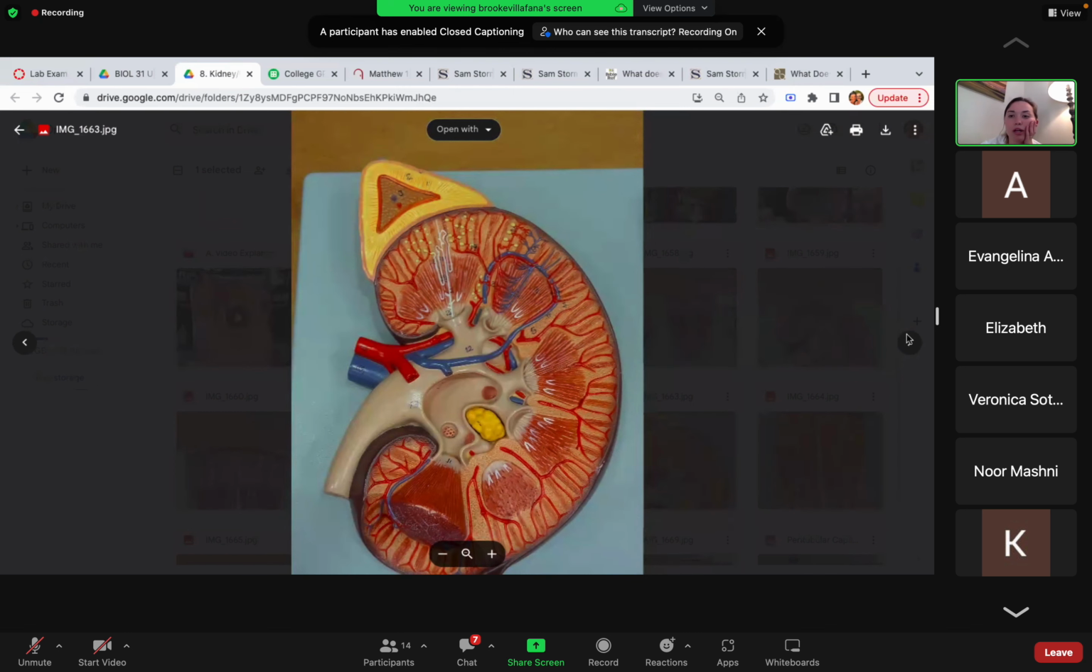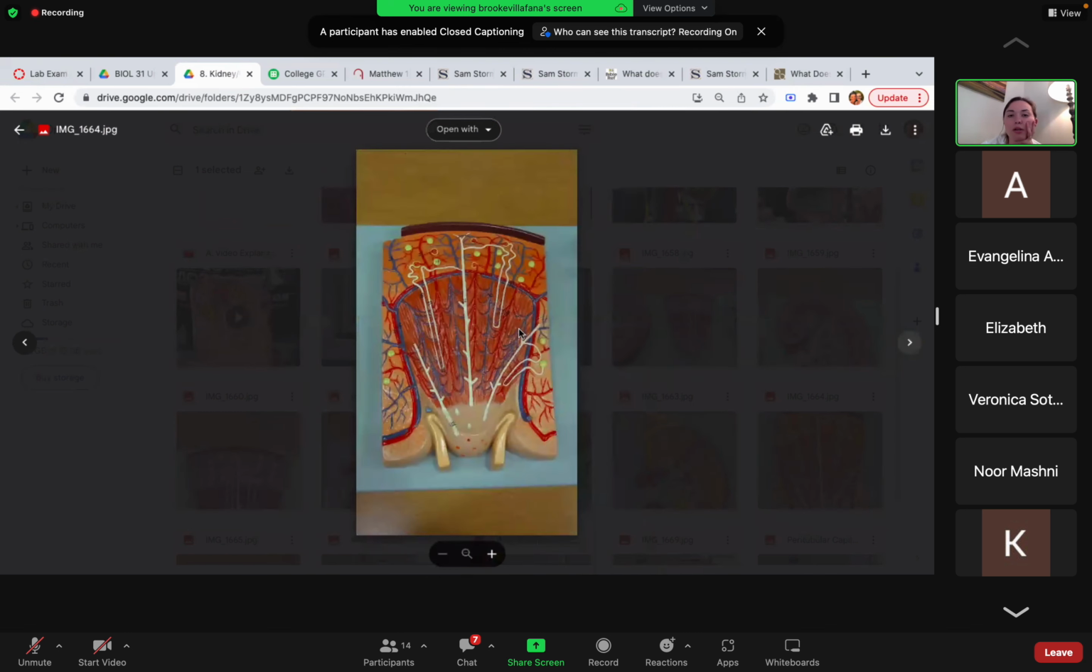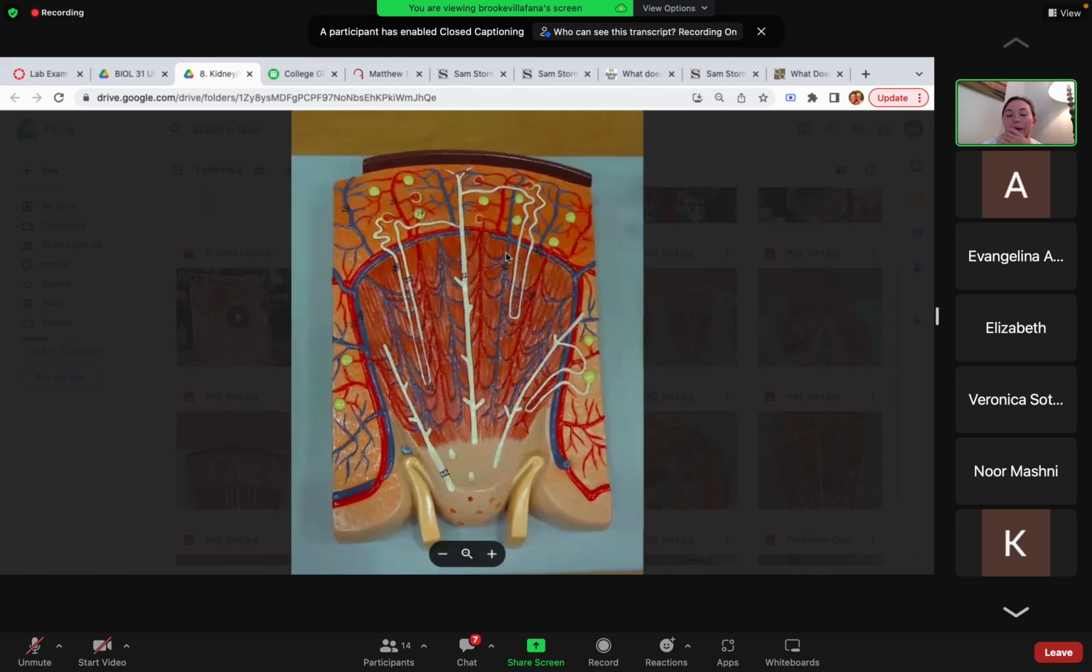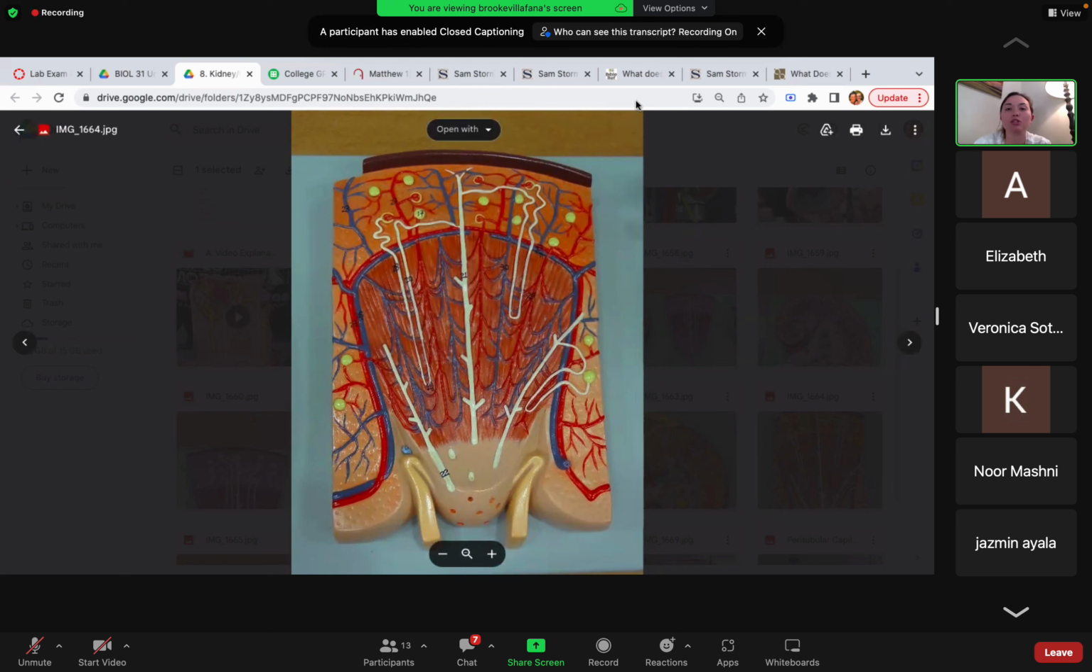All right, moving on to this one right here. This again would be the same stuff we were already looking at on the previous model. On this model you can see again the juxtamedullary and cortical nephrons. So I'm going to label both of those. So this would be a juxtamedullary and this would be a cortical nephron. So cortical nephron, juxtamedullary nephron.